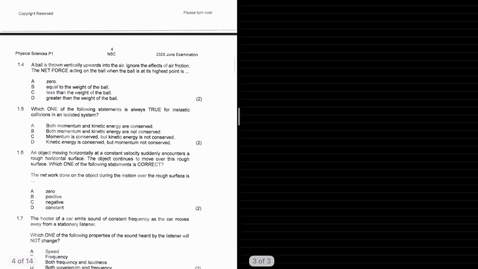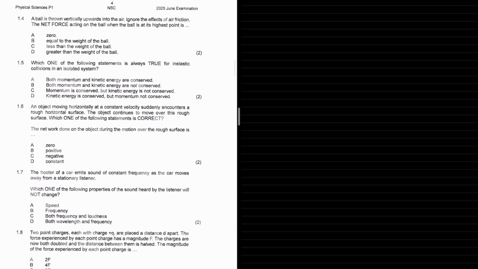Okay, question 1.4. A ball is thrown vertically upward in the air. Ignore the effects of air friction. The net force acting on the ball when the ball is at its highest point is... Okay, so we know that any object that's moving through the air is a projectile if the only force acting on it is gravity. So even when it's reached its maximum height, it's still going to have a force of gravity that's pulling it down. It's still going to accelerate with 9.8 meters per second squared.